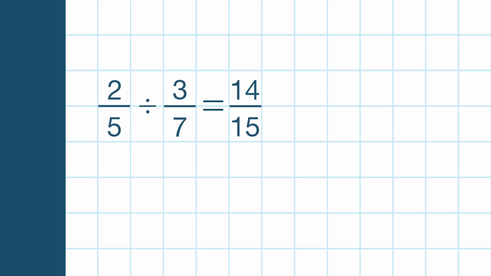To divide fractions, keep the first fraction, flip the second fraction to find its reciprocal, and change division to multiplication. Then multiply the fractions. One important reminder: only flip one fraction, not both. The first fraction stays the same.